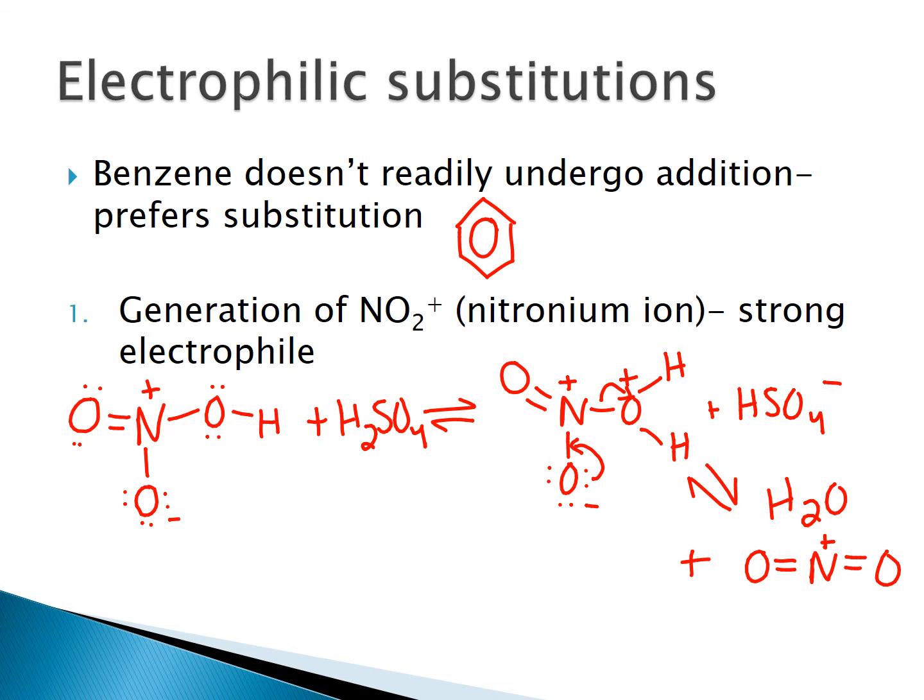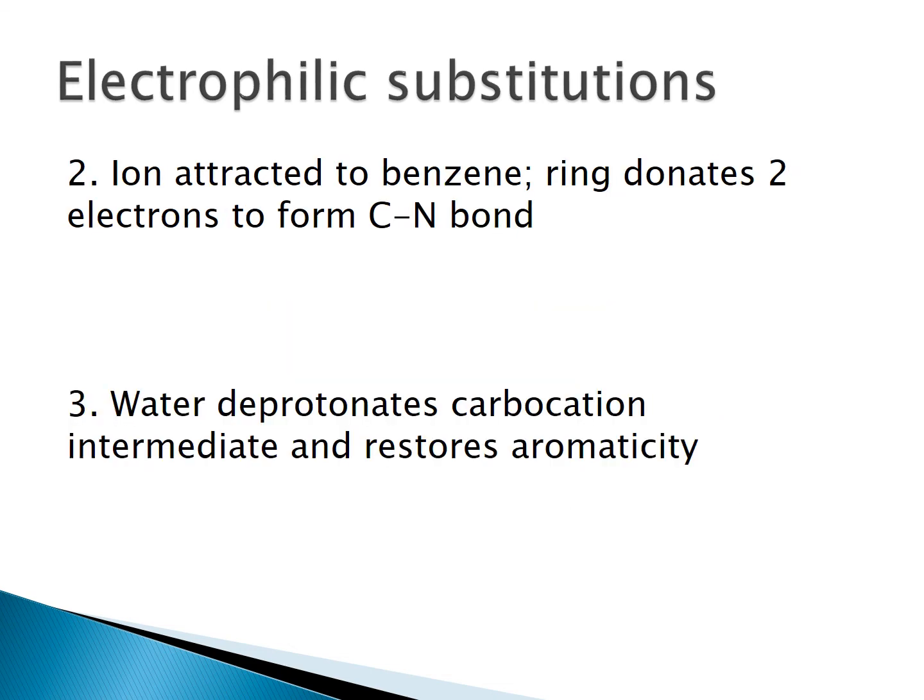So let's talk about how the electrophilic substitution occurs. Okay, so this ion is attracted to the benzene because the delocalized electrons in benzene are a pretty strong region of electron density. So I'm going to draw my benzene. And I have my nitronium ion.